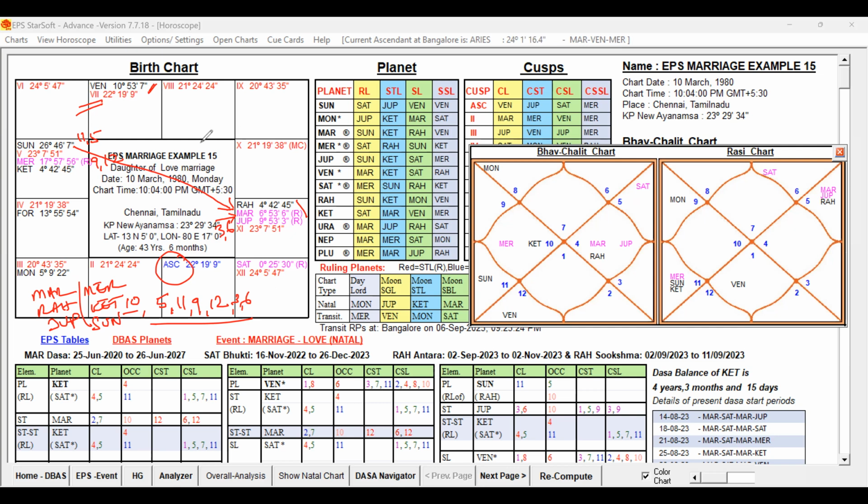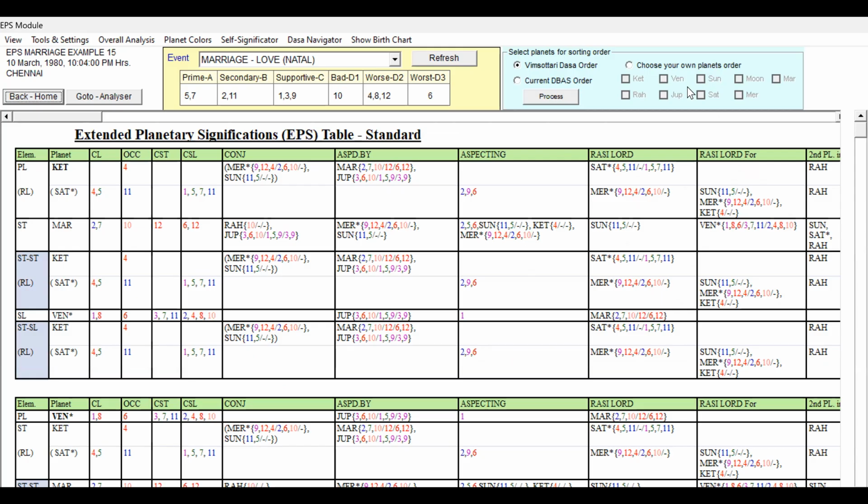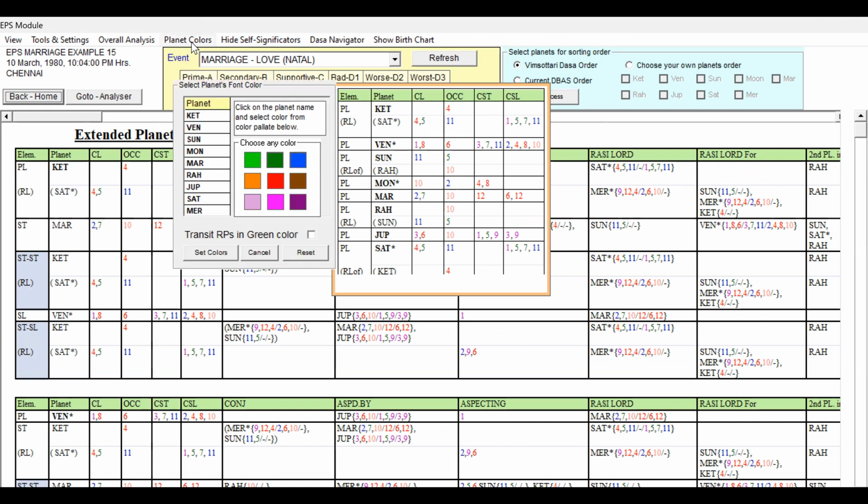So now let us go to the self-significator and check their signification strength. I have already selected the event love marriage. Now we have to check the self-significator and planet colors. Just a minute.